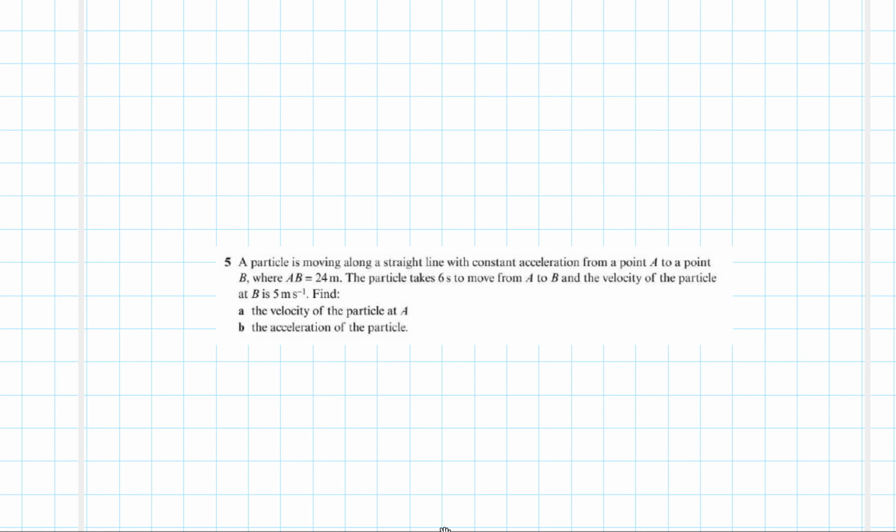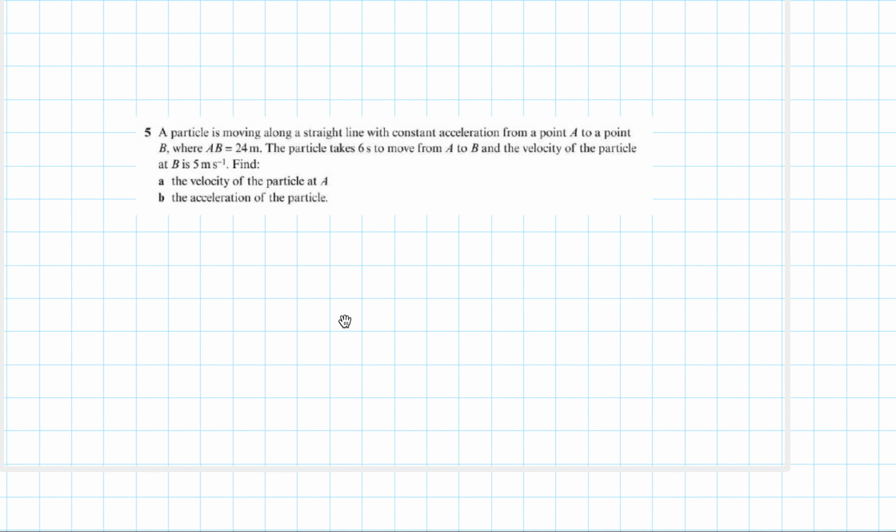The final question of this video will be question 5. A particle is moving along a straight line with constant acceleration from a point A to a point B, where AB is equal to 24 meters. The particle takes 6 seconds to move from A to B, and the velocity of the particle at B is 5 meters per second. Find the velocity of the particle at A and the acceleration of the particle.